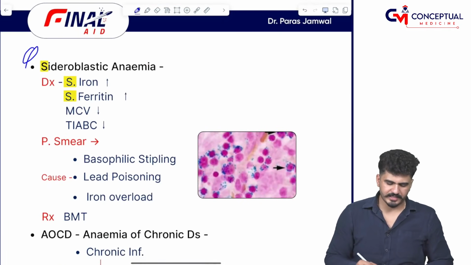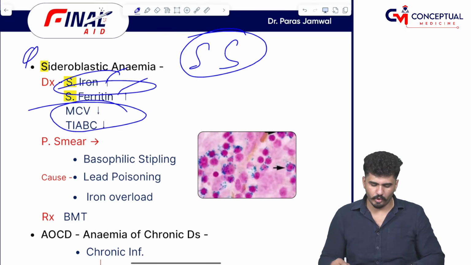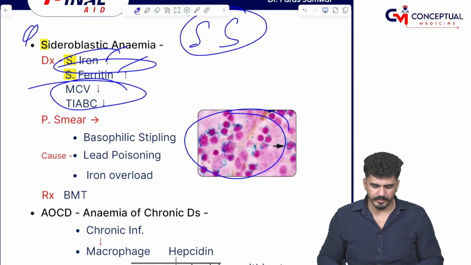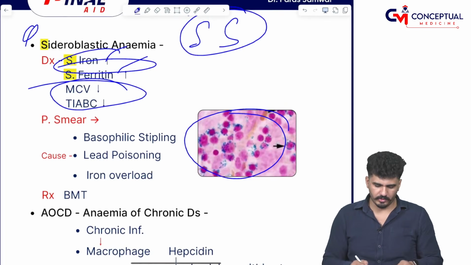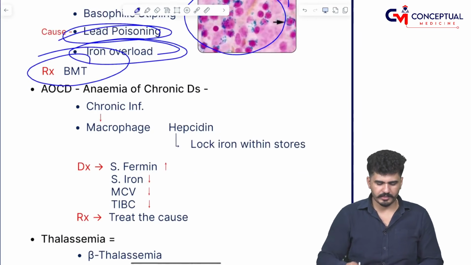Now sideroblastic anemia is a triple S, you have to remember. S for sideroblastic, S for serum iron, serum ferritin will be high, rest everything will be low. On the peripheral smear you are going to see basophilic stippling, and basophilic stippling can be because of lead poisoning and iron overload also. Treatment is bone marrow transplant.